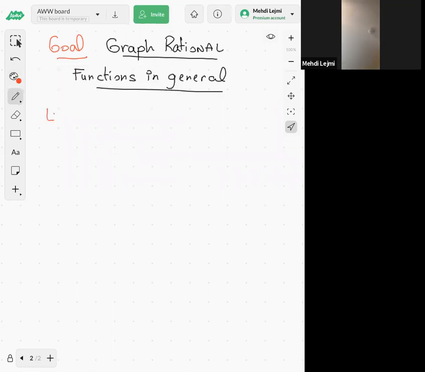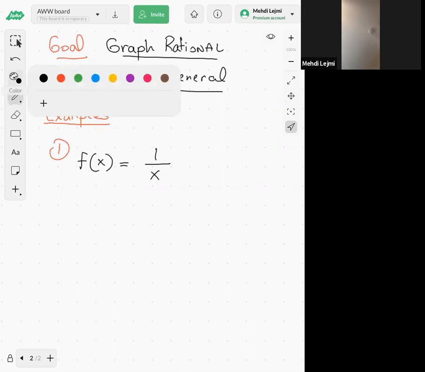So example one, I'm going to take a very simple, very basic rational function. I'm going to take f of x equal to 1 over x. For my first question, is this a rational function? Well, yes, because first it's a quotient. You have a fraction, this is a quotient.